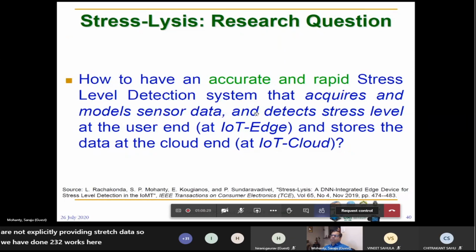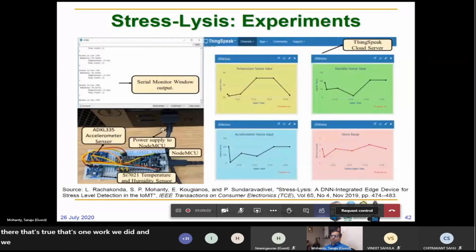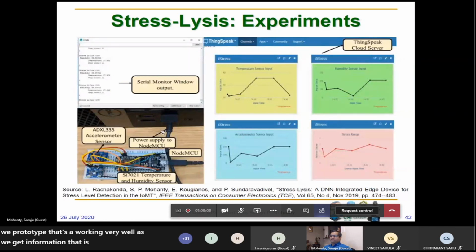In one, we want to accurately model and rapidly detect the stress level with physiological data. One we called Stresslysis. In this one, we monitor the body temperature, and particularly sweat is important. So we envision that a person who is having stress will wear a band, and that band will sense sweat and other things, with the help of a humidity sensor and so on. Then we analyze with a machine learning model and decide what level of stress is there. That's one work we did. We prototyped it and it's working very well. As far as I remember, the accuracy level here was roughly 90%.